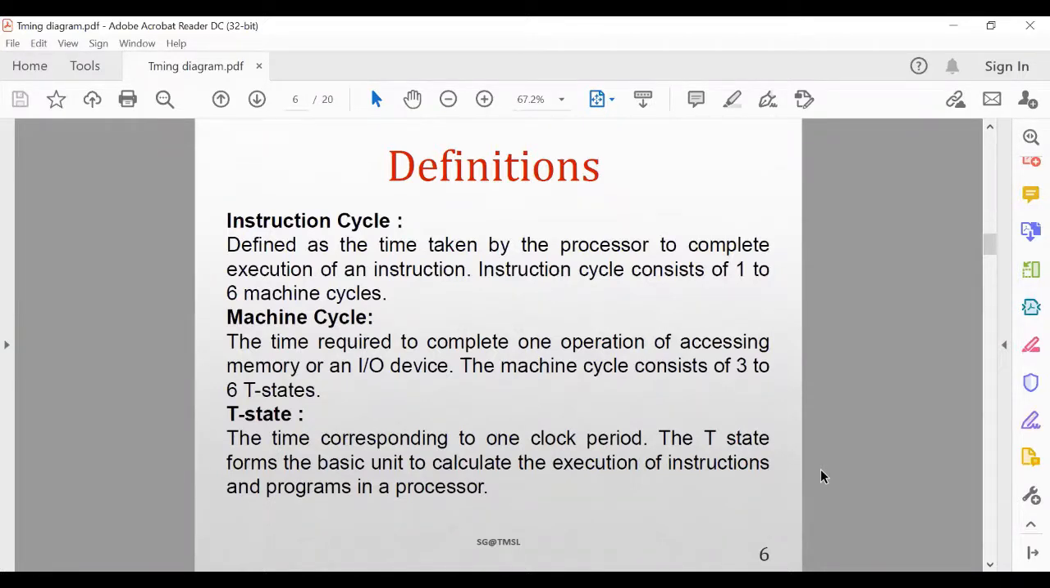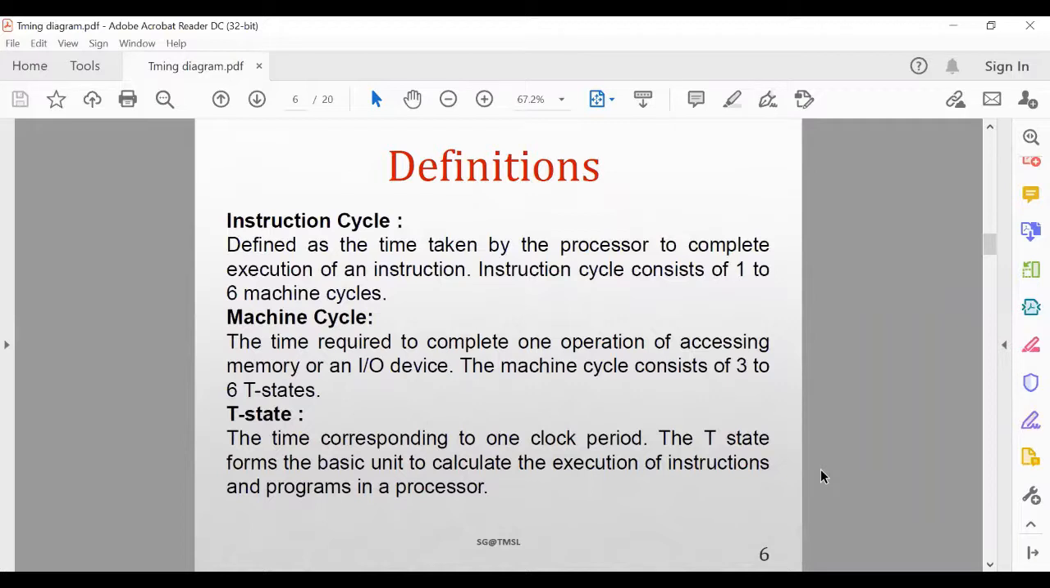Okay, and this consists of 1 to 6 machine cycles. It depends on the instruction functions how many machine cycles there will be. So it may be one machine cycle, maybe two, maybe more than this, up to a maximum of 6 machine cycles. So the second definition is for machine cycle.